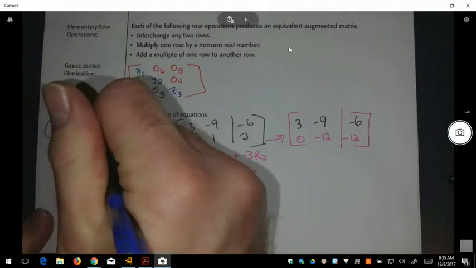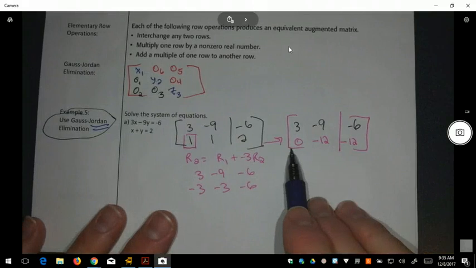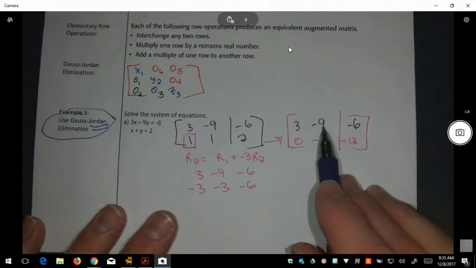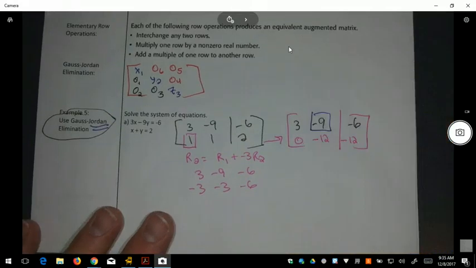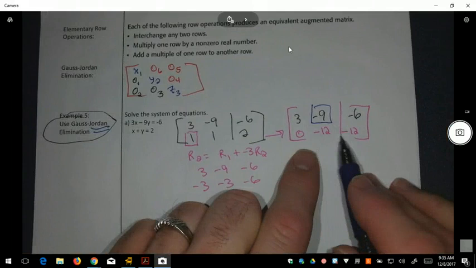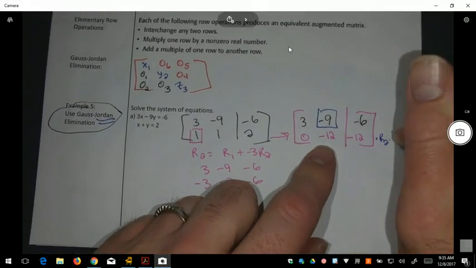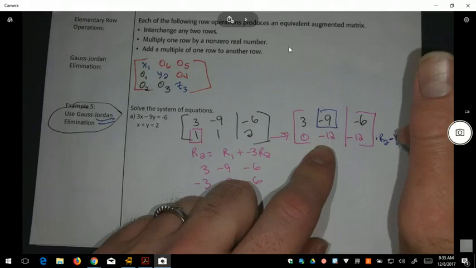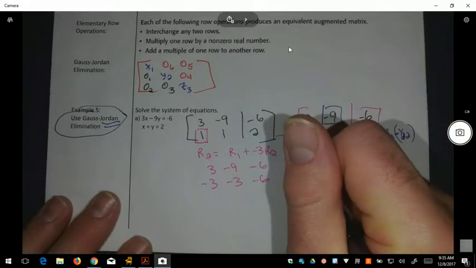But we're not. We're adding the Jordan piece to it, which means we need a triangle of zeros in the lower left corner. Done. And we need a triangle of zeros in the upper right corner. So we need to make this a 0. Before I do that, because 12 goes into both of these, negative 12 does, I'm going to multiply row 2 by negative 1/12. Or rather divide by negative 12. It just makes it a little easier to work with.